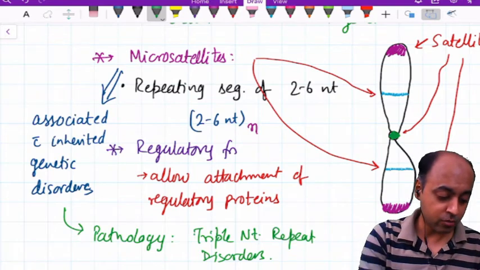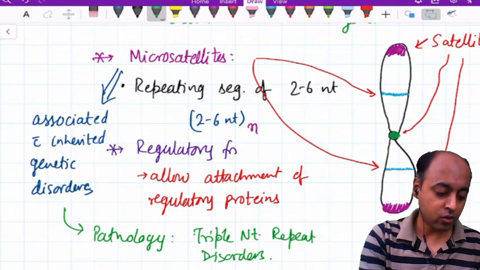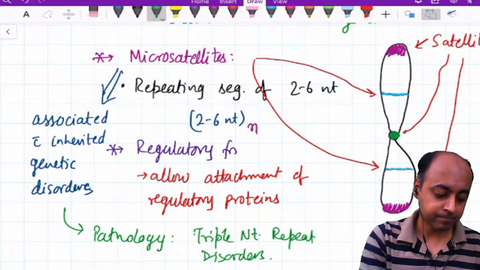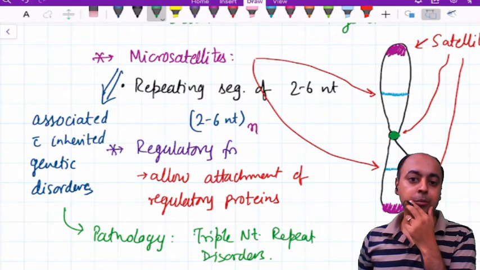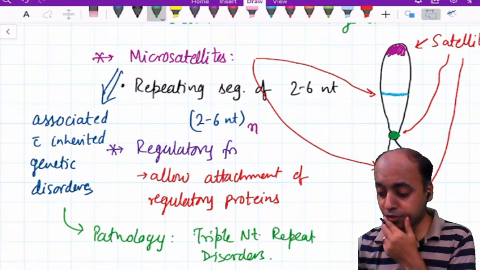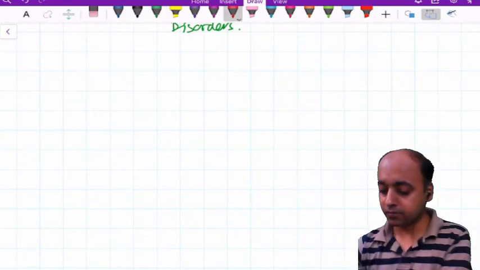Any questions from nuclear DNA? Any questions from properties of nuclear DNA? Because now we are moving on to the mitochondrial DNA.